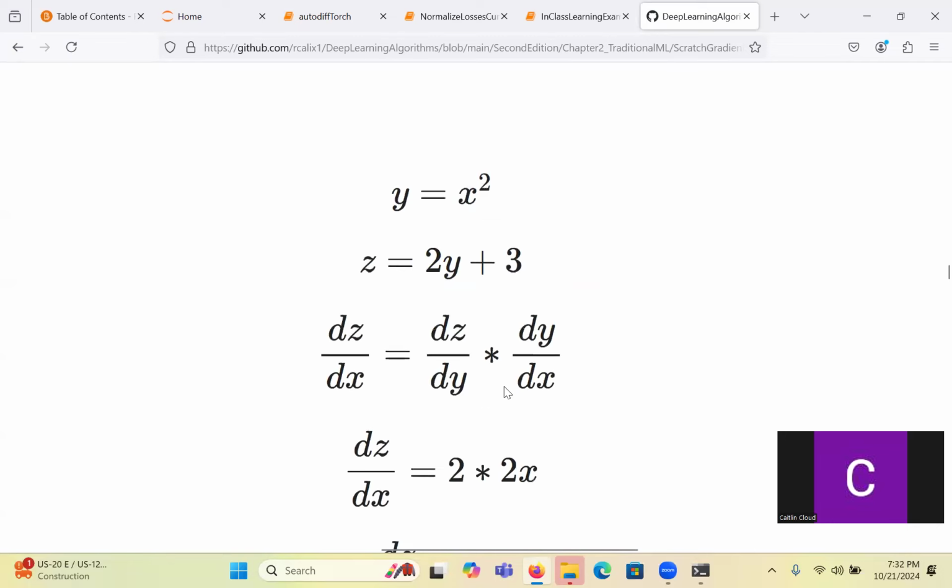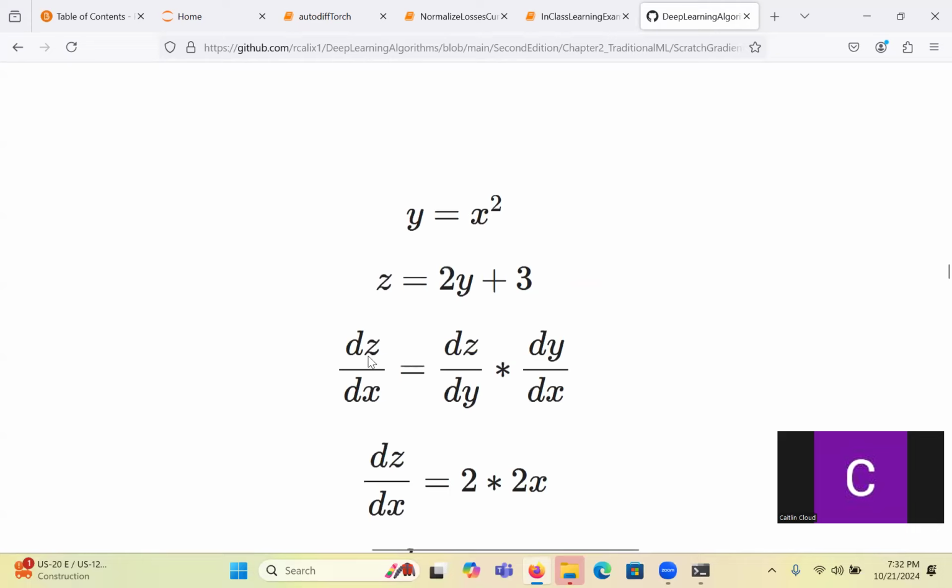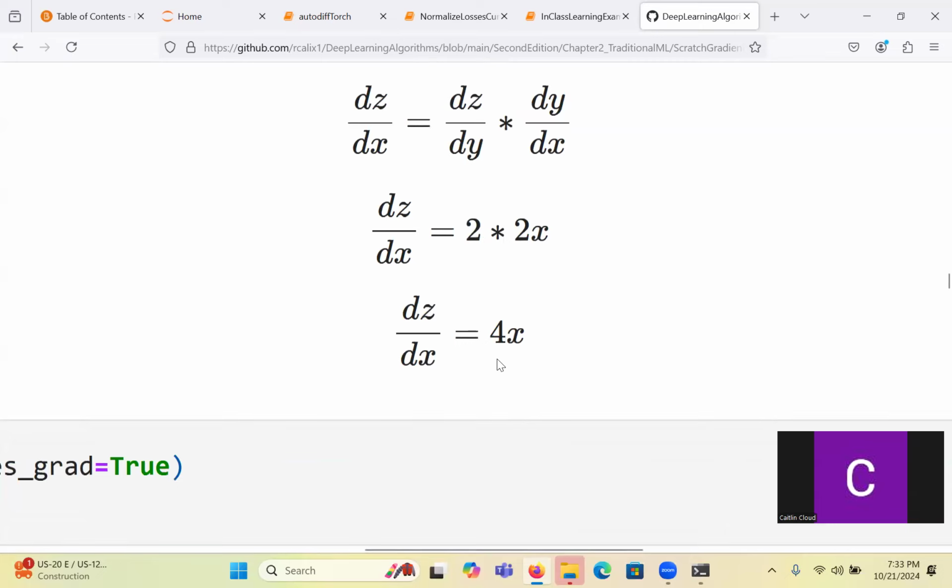Now you have to do something called the chain rule, where you want to get the derivative of z in terms of the original x, but there's a whole bunch of steps in between. So what you end up doing is the derivative of z in terms of y times the derivative of y in terms of x. And this is that famous chain rule thing that you hear about all the time, okay? At the end of the day, the derivative of z in terms of x becomes 4x. So that's what we're going to test right now.